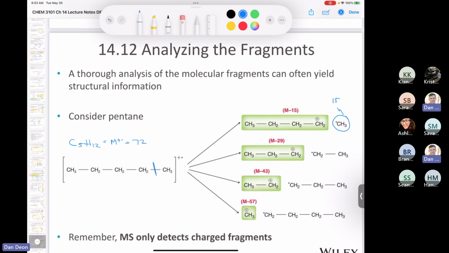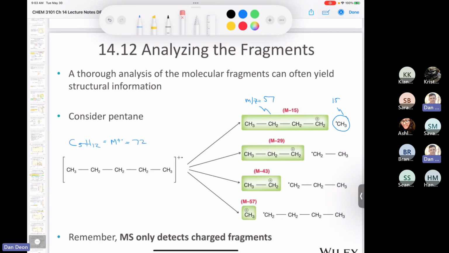So if you take 72 and you subtract 15, you would see this butyl carbocation, right? And what's the mass of that going to be? Well, that would mean that in the mass spectrum, you're going to see something with a mass over charge of 57. And when you see that peak at a mass over charge of 57, you'd say, well, I lost 15, so I lost the methyl radical. Okay, let's go to the next one.